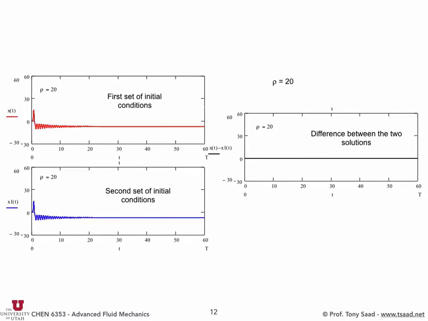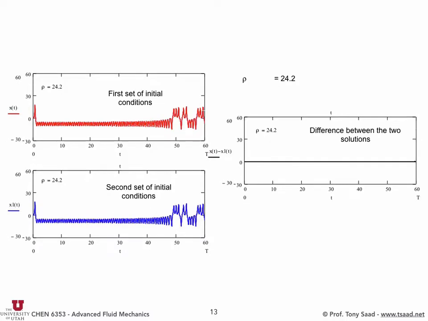Okay? We increase rho a little bit. Make the Reynolds number an order of magnitude higher. Rho equal 20. You get something different for x, right? Something different here for the other set of initial conditions. Yet the difference, that little perturbation we did in the initial conditions, is insignificant. Okay? Again, we go for higher Reynolds numbers, and you get interesting behavior for the x value, first set of initial conditions, second set, but the difference is still 0. Look at that value, 24.2. Now I'm going to go to 24.3.